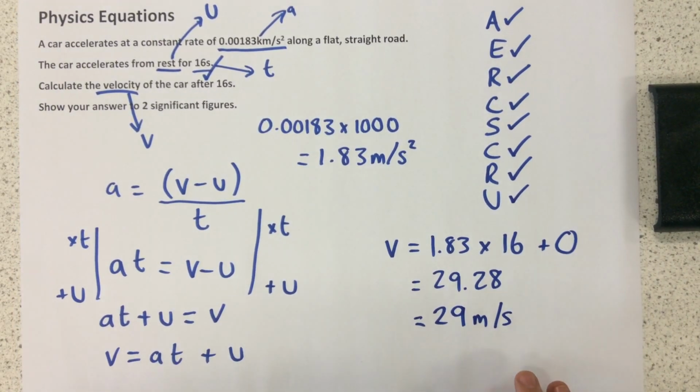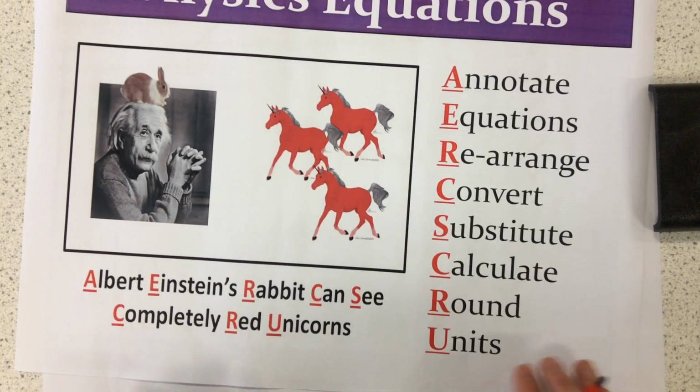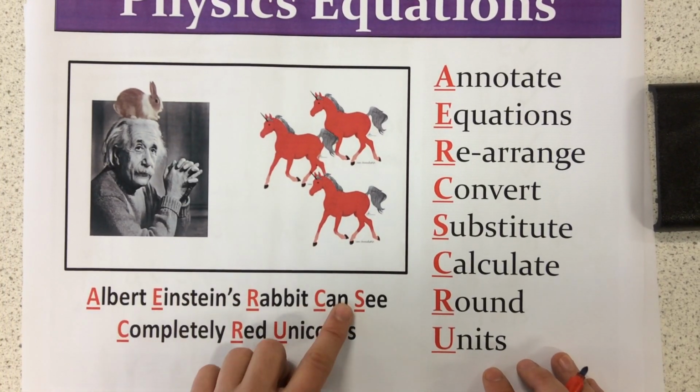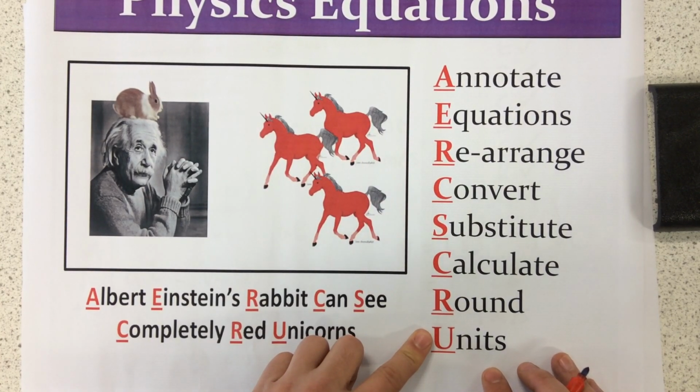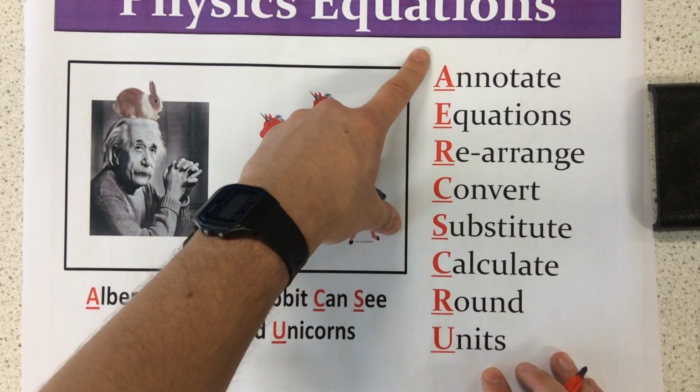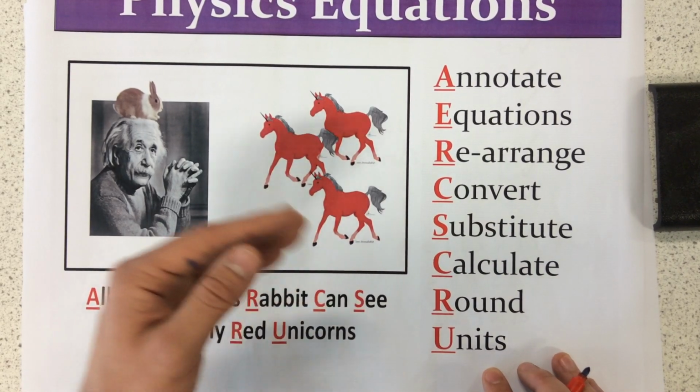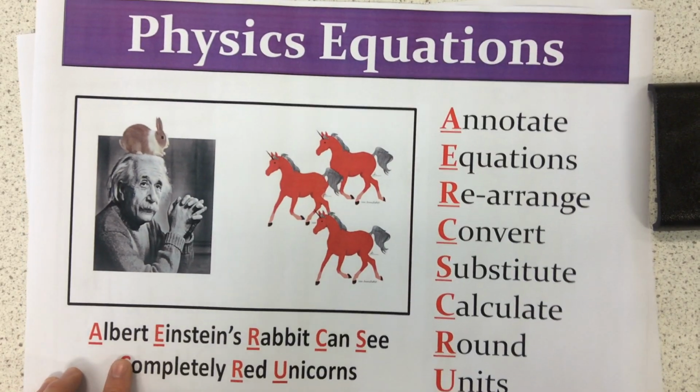So guys, just to summarise, please remember Albert Einstein's rabbit can see completely red unicorns. Write these letters down at the beginning of any physics equation and use it as a checklist of how to approach the question. Thank you very much.